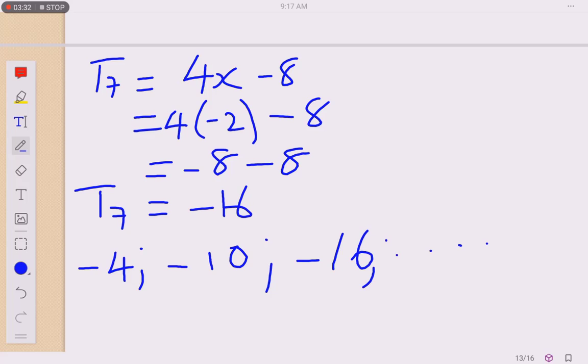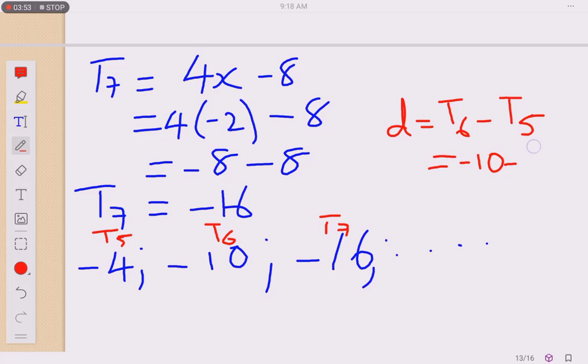We can even find the common difference. Finding the common difference, remember this is T5, T6, and T7. D is equal to T6 minus T5. We'll have minus 10 minus 4, and we'll get our D as minus 6. So our common difference is minus 6.